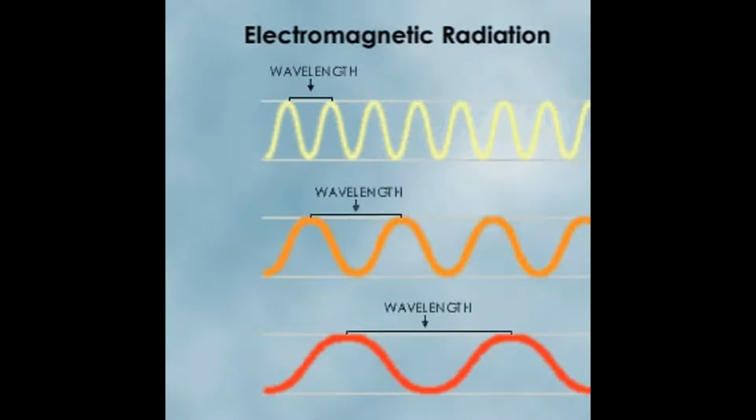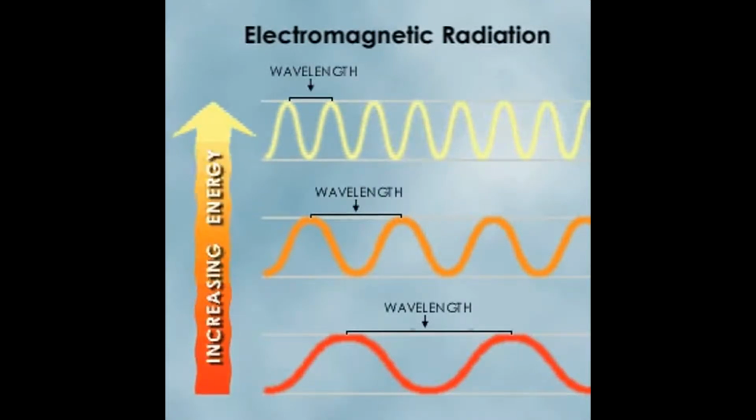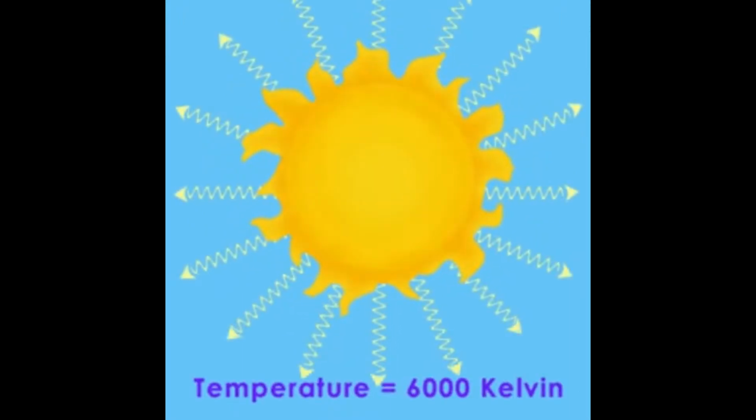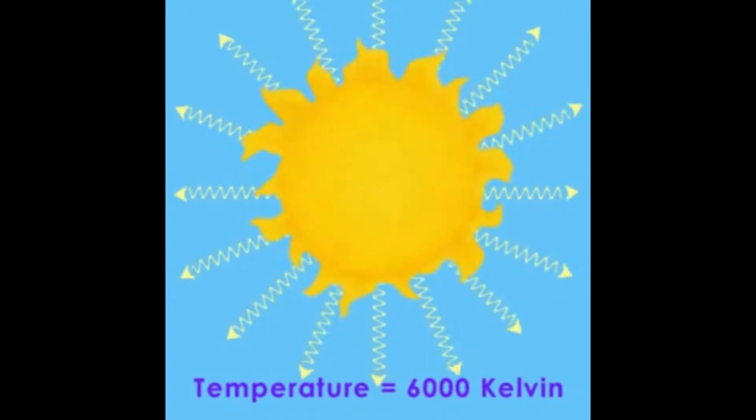The shorter the wavelength, the more energy carried by the wave. The wavelength of emitted radiation is determined by the temperature of the object it comes from. The higher the temperature, the shorter the wavelength of emitted radiation. The sun, with its high surface temperature, emits a great deal of high-energy, short wavelength radiation.